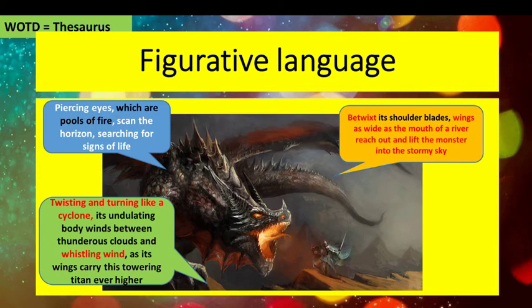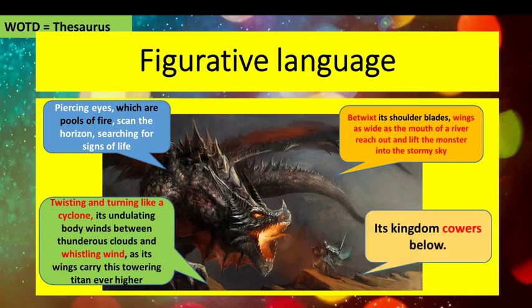And then we also, within that sentence, which is filled with figurative language, we have personification, because the river is reaching out, and rivers do not reach, people do. So that is a type of personification. My final example here is: its kingdom cowers below. So I've highlighted cowers because that is something a human does. A kingdom does not shake with fear. A person does. That is personification.